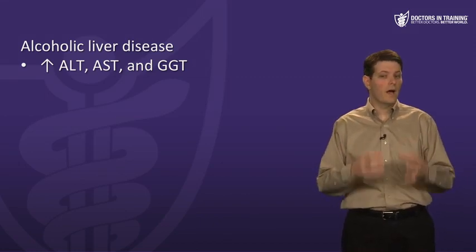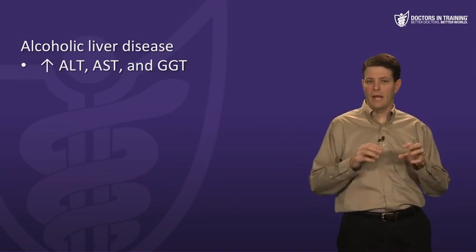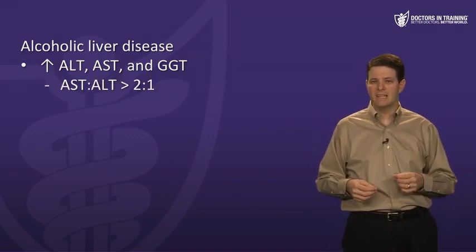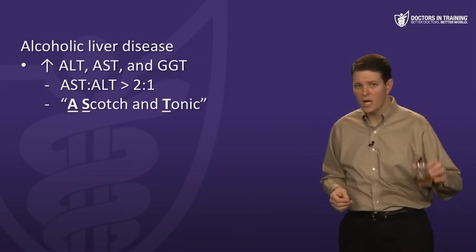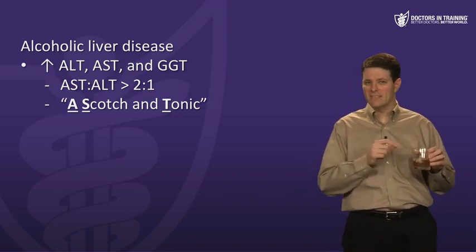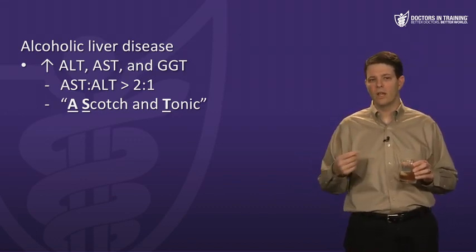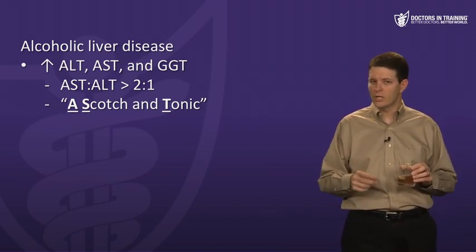Now, in viral hepatitis, AST and ALT are usually equally high, but in alcohol-related liver disease, AST is higher than ALT by at least a 2-to-1 ratio. You might remember the phrase, a scotch and tonic, which spells out AST. That's going to help you remember that in alcoholic liver disease, the AST is more elevated than the ALT, usually at least twice as high as ALT. That's a pretty good clue clinically.